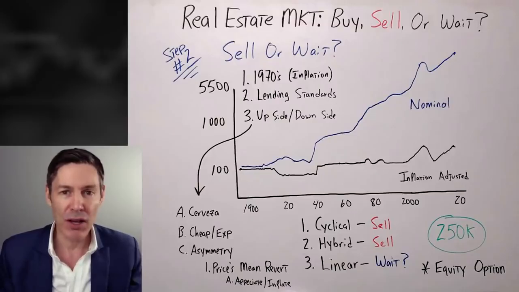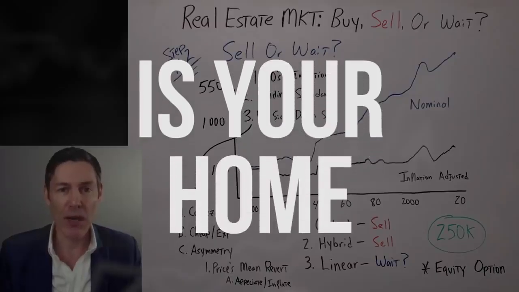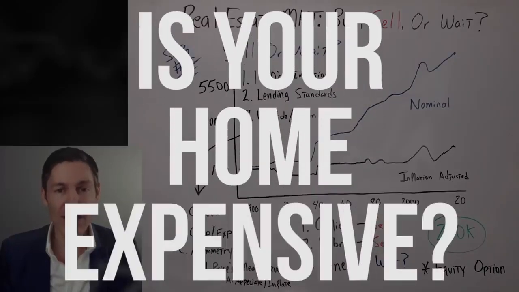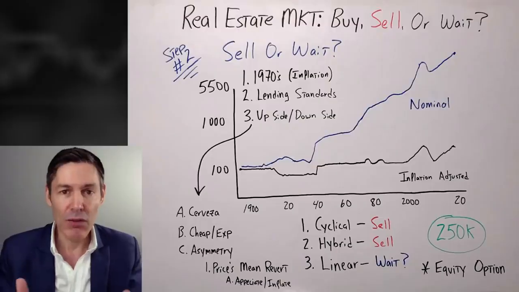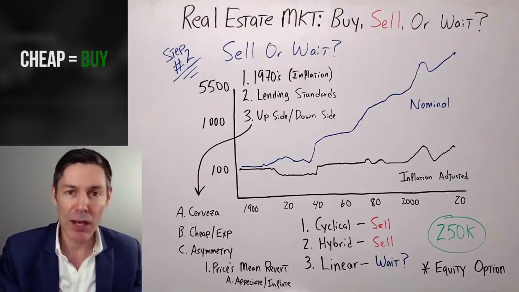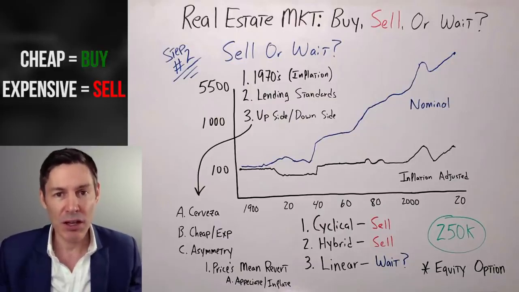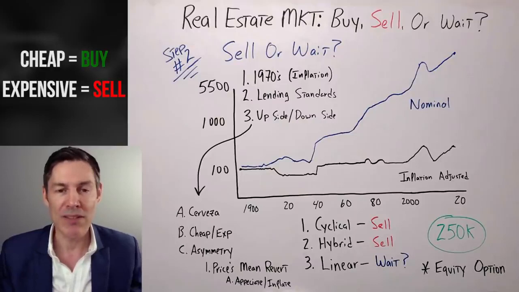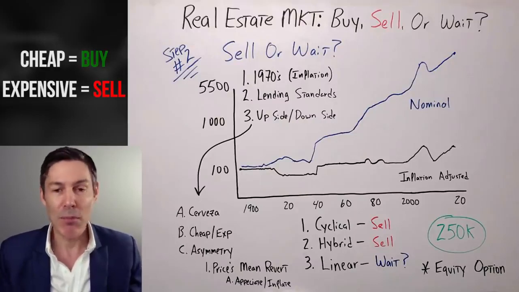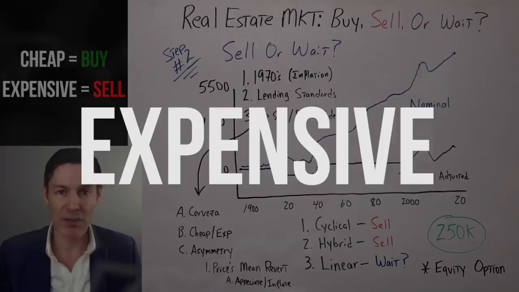So ask yourself, is your home right now cheap or is it expensive? And as you know, when things are cheap, we buy them. When they're expensive, we sell them. And especially if you're in a cyclical or a hybrid market, looking at the charts that we brought up in step number 1, the conclusion is most likely it's pretty expensive.